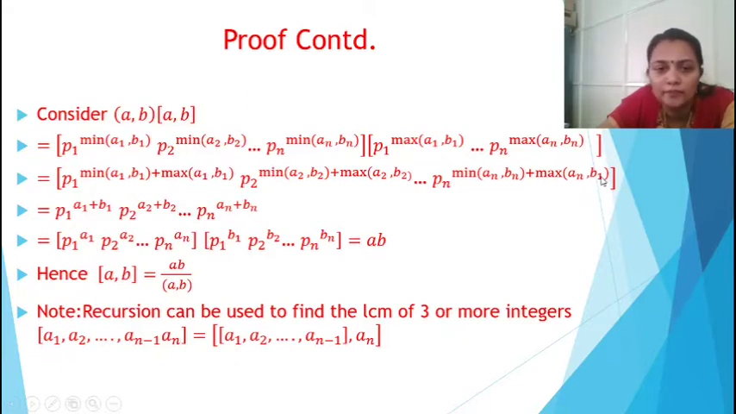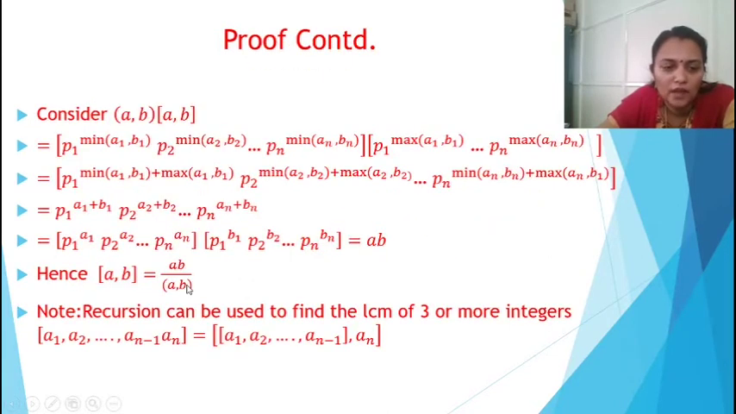We know that minimum of a, b plus max of a, b is equal to a plus b, that we have already learnt. So this is equal to p1 raised to a1 plus b1, p2 raised to a2 plus b2, etc., pn raised to an plus bn, which is equal to p1 raised to a1, p2 raised to a2, etc., pn raised to an, into p1 raised to b1, p2 raised to b2, etc., pn raised to bn, which is equal to ab. That is, LCM of a, b is equal to the product of a and b divided by GCD of a, b.